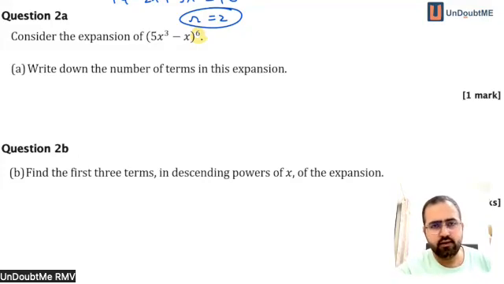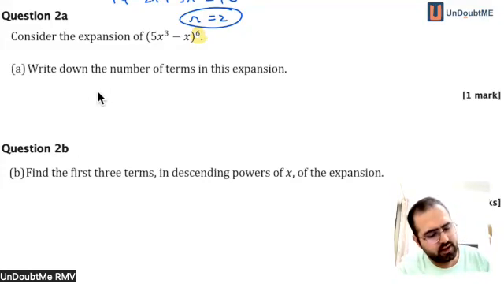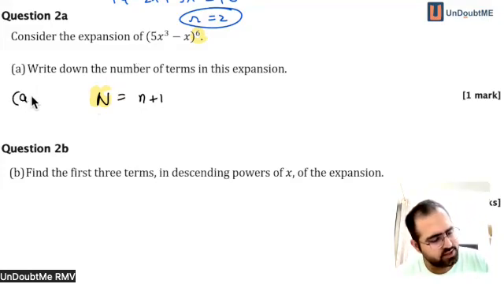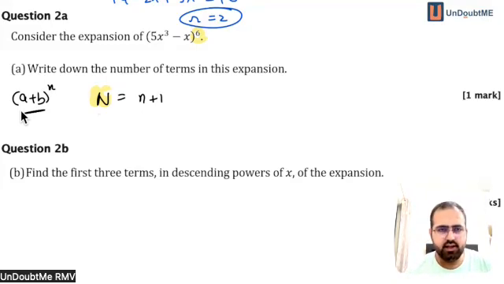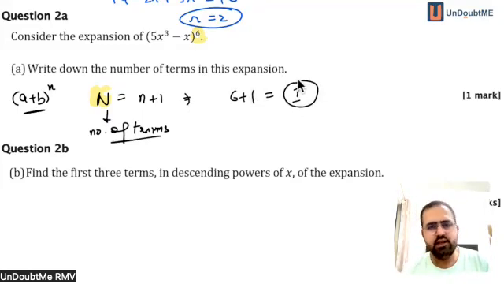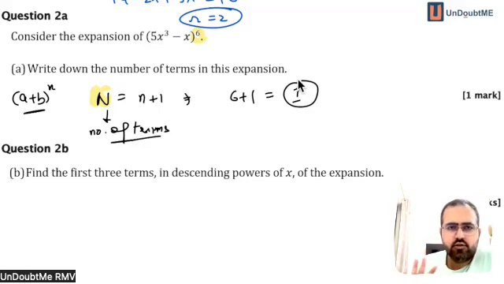The number of terms is n plus 1, where I'm considering this small n as the power. So I'll just write down the general binomial. If it is (a+b)^n, then the number of terms will always be n+1, and that will be equal to 6+1, that is 7. Even if you're writing 7, you'll get full marks. Rest everything was only for your revision.